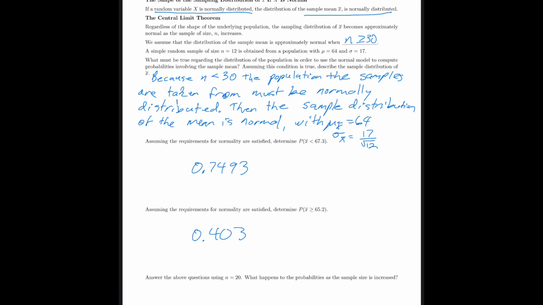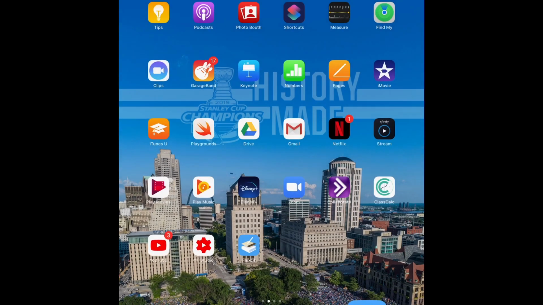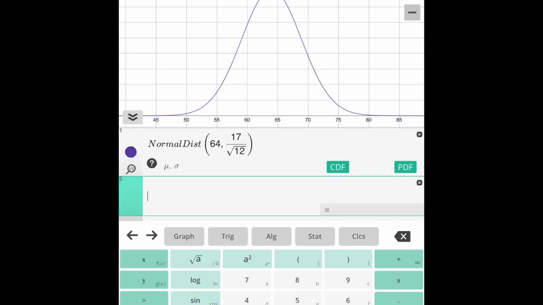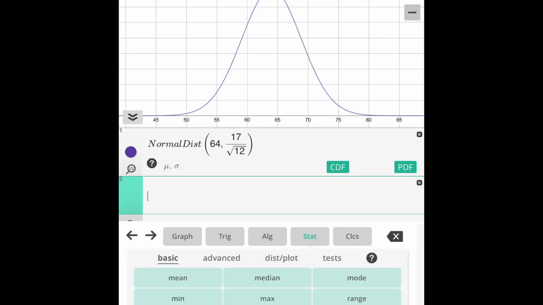We want to be bigger than 65.2. So that means 65.2 is less than x, and the probability of that would be 0.403. And then it says, answer the above questions using n equal to 20. What happens to the probabilities as the sample size is increased?